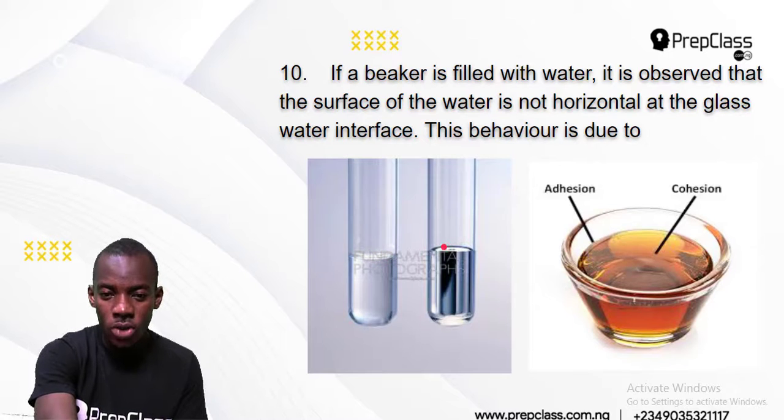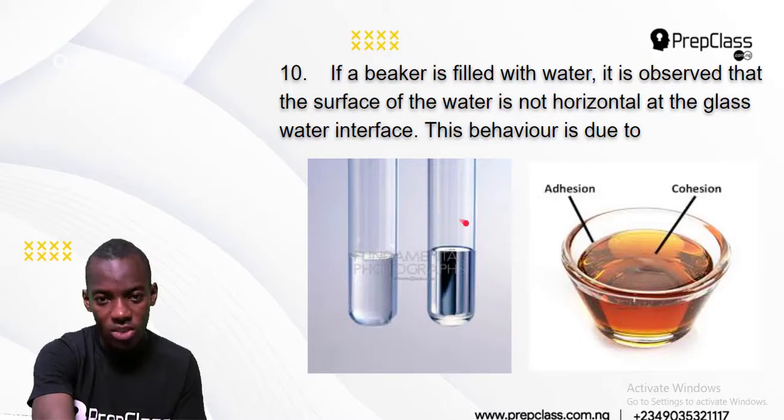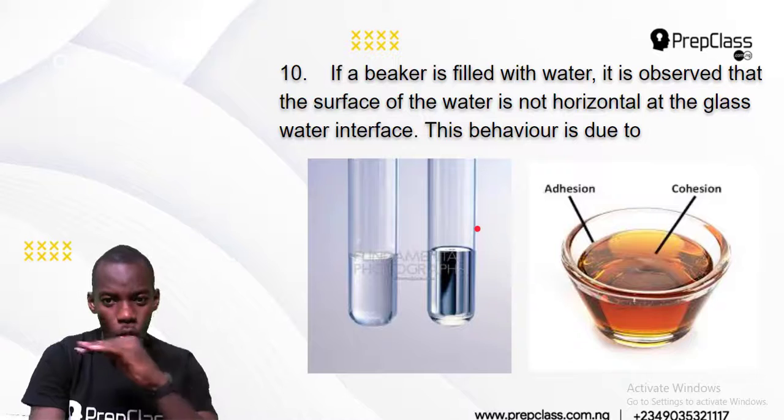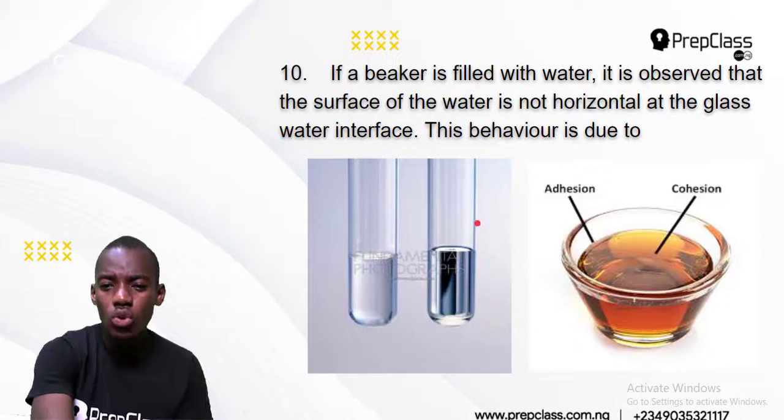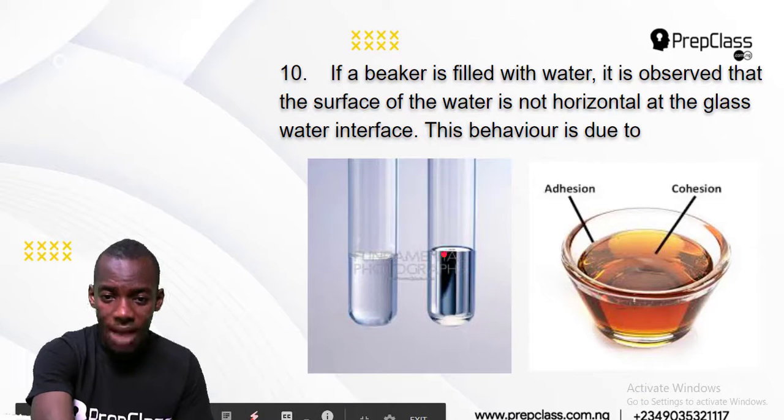It's not a straight line. It will curve, not outward but inward. That means it's not horizontal at the glass body. Now, why is it so? This is also part of what we are talking about. If you are looking at it from the side, water will form a curved meniscus.